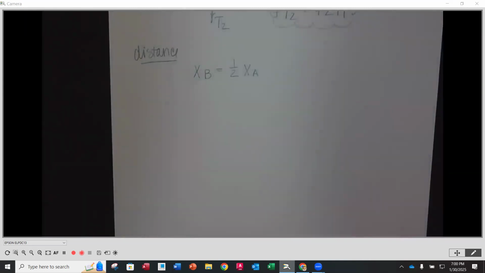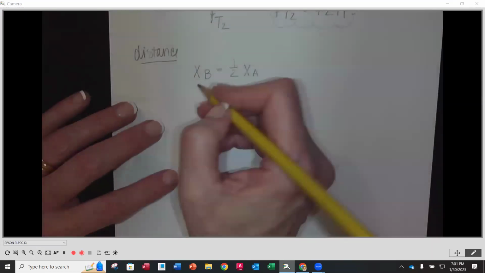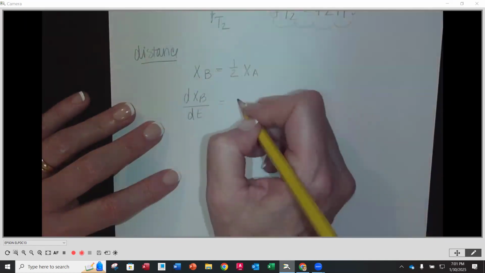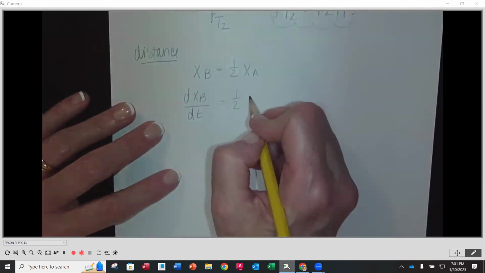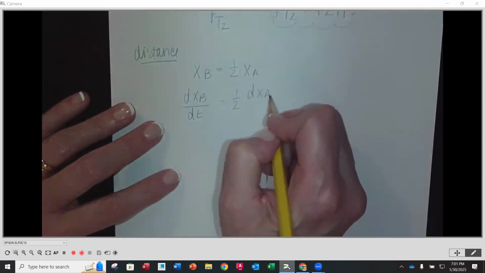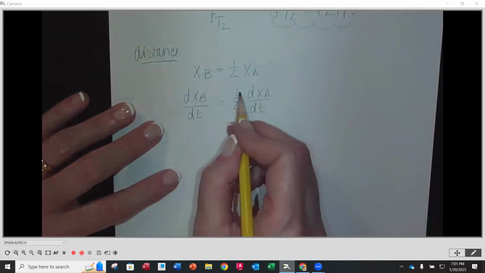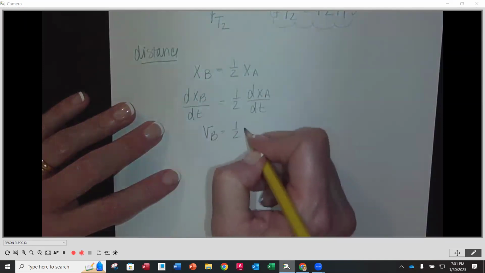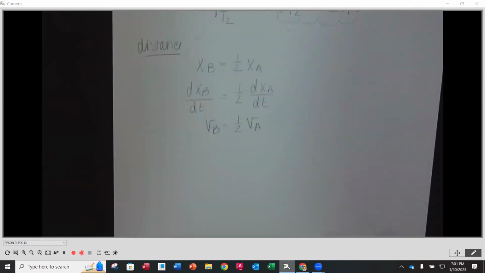We're trying to find accelerations. So we do know that if we take two derivative levels of the distance, we can get to acceleration. We did that in our last module. So we can say that dxB over dt is equal to 1/2 dxA over dt. This is velocity, right? So velocity of B is equal to 1/2 the velocity of A.